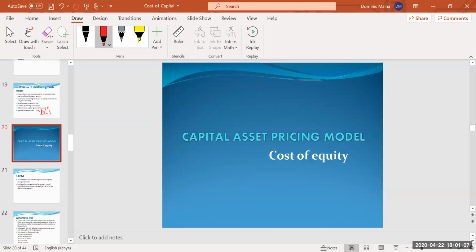The next model which you can use to estimate the cost of equity is called the capital asset pricing model. This model comes in because of the limitations that you have just mentioned that apply to the dividend evaluation model. We need to see, is it possible for us to use a model with the limitations a bit lower, that is a bit more realistic, much closer to the market realities.